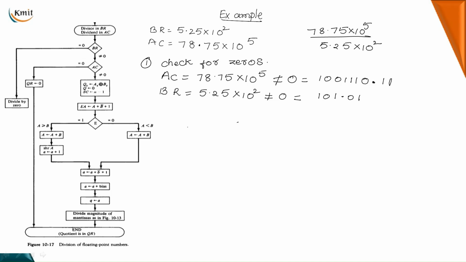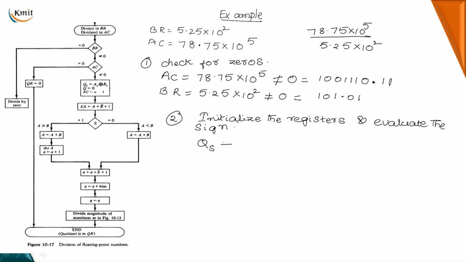The next step is to initialize the registers. Here the sign of my quotient QS can be evaluated as AS XOR BS, where AS is the sign of my dividend. Since both AC and BR are positive, it is 0 XOR 0, which gives my QS as 0.